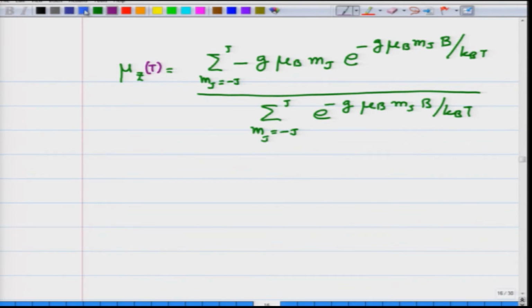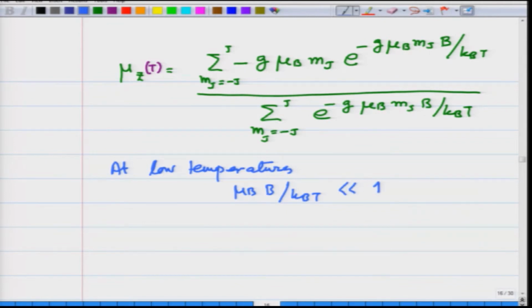Now, what we will find is that at low temperatures, and we are going to specify what these low temperatures are later in the next lecture when I do certain examples. Let me take this mu B times B over kBT to be much less than 1.